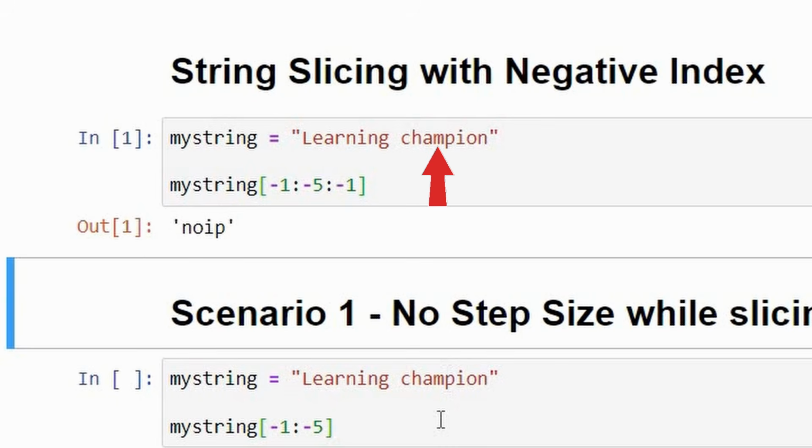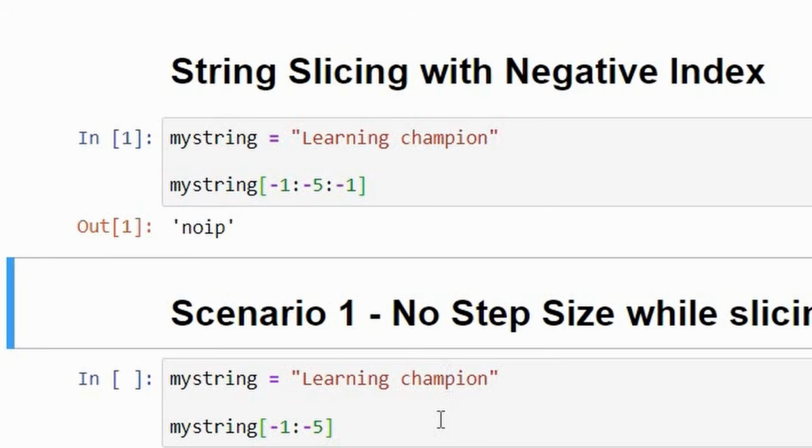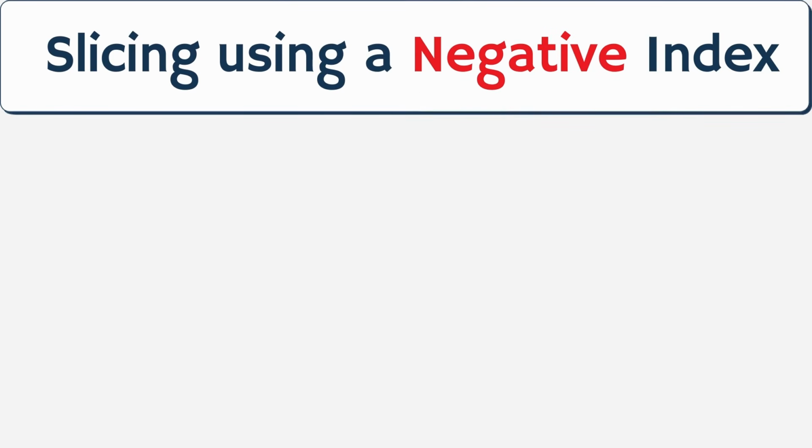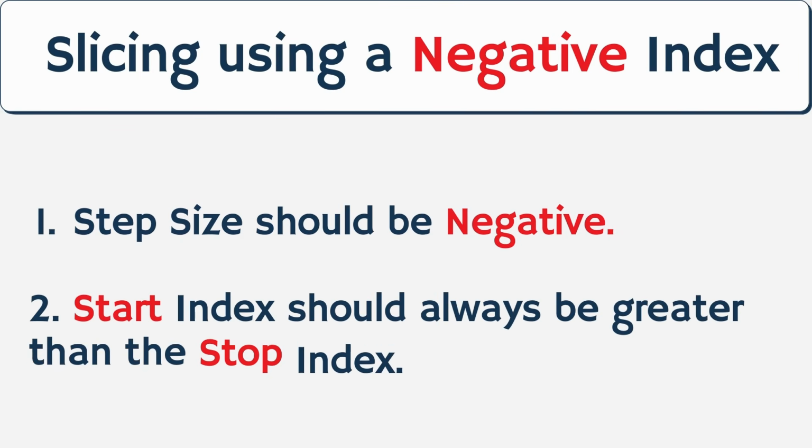And as we all know, this index will not be included in the output. Also note that in this example, the start index is greater than the stop index, which is not the case when we do slicing using a positive index. Hence, whenever we want to do slicing using a negative index, we have to keep two things in mind. The first is that the step size should be negative, and the second is that the start index should always be greater than the stop index, because now we are moving from right to left.